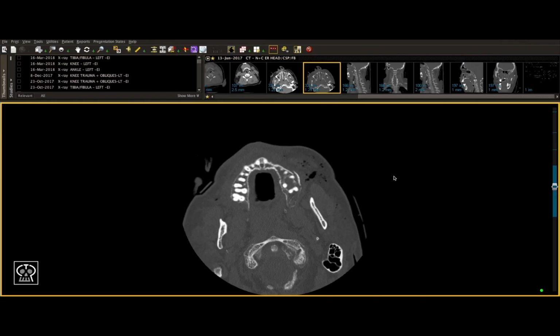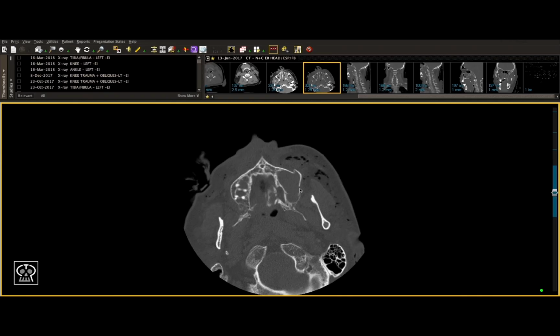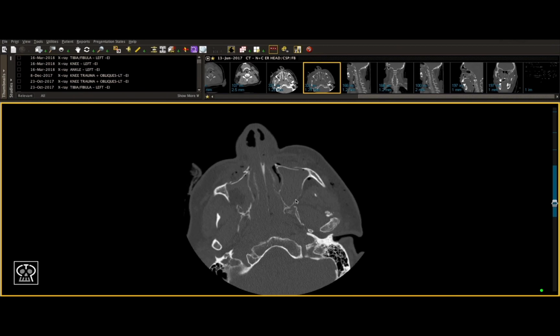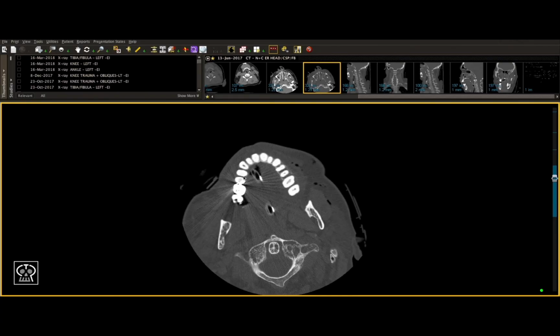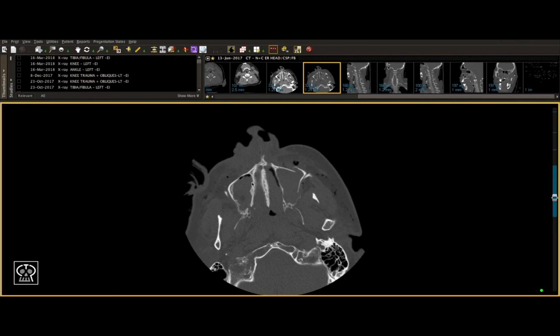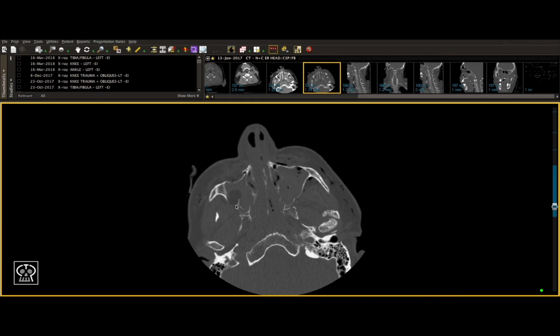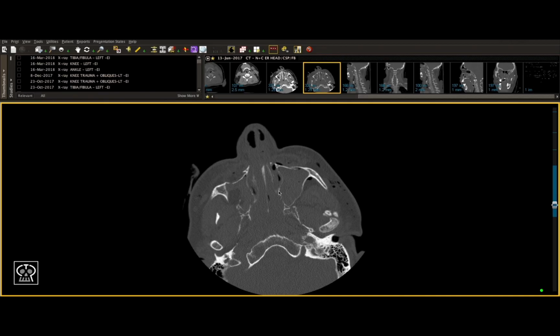As we scroll through the maxilla, on the left side, we can see an obvious anterior maxillary wall fracture. In addition, the posterior lateral wall is also fractured. Looking at the right maxillary sinus, once again, we can see an anterior wall fracture and a posterior lateral wall fracture. The medial walls of the maxillary sinus are also fractured.